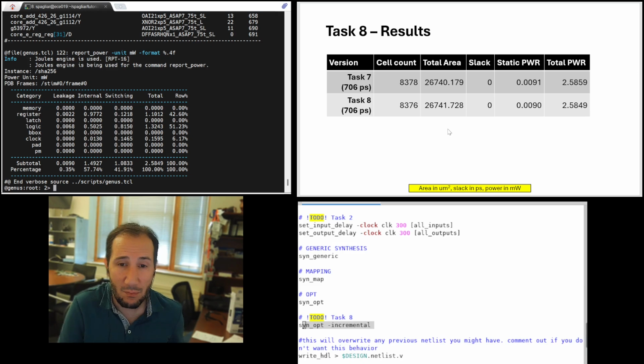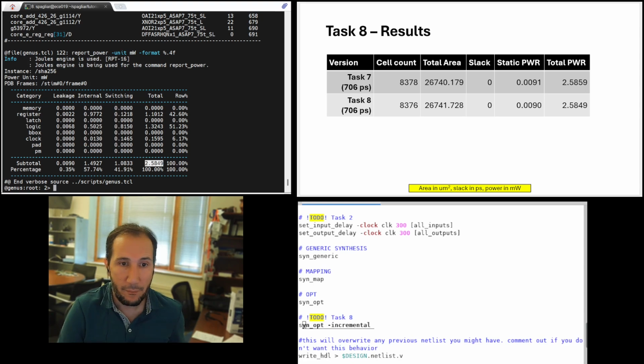We see a small increase in area, not really significant, and we see a small decrease in power, both static and total, okay? But it's a very, very small decrease. We can see on the terminal the values here, 0.009 and 2.58, okay? So this is what we achieved with this incremental OPT. Maybe other designs would benefit a little bit more. It's unclear. You would have to try it out.